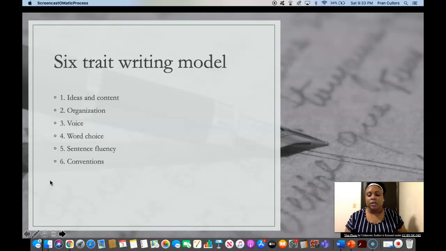Now we have voice. Voice is based on the writer's expression, which can be related to their style. Is this a formal type of writing? Is it casual, or is it academic? The writer's voice is going to be based off of that. So it's important that the writing style is lively and interesting, and that it is appropriate for the audience and the topic at hand.